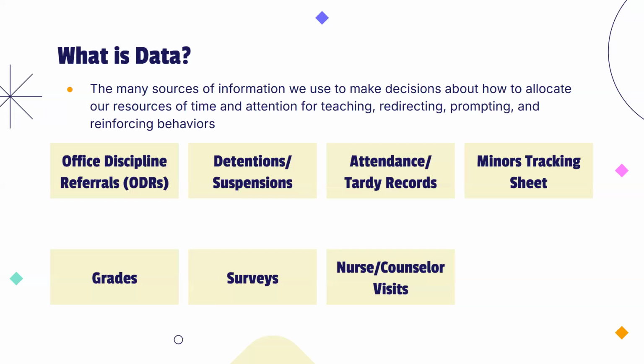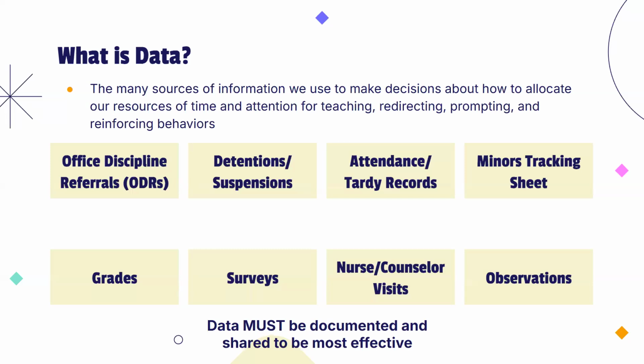Nurse and counselor visits. I think this is one area that is sometimes overlooked, but a lot of times students who frequently visit the nurse and/or counselor can provide a lot of insight into behaviors. Once again, is there a pattern? Are they always going down during math class, or are they going down during reading because they have a hard time with reading? And then finally, observation. So what exactly are we seeing in our classroom settings?